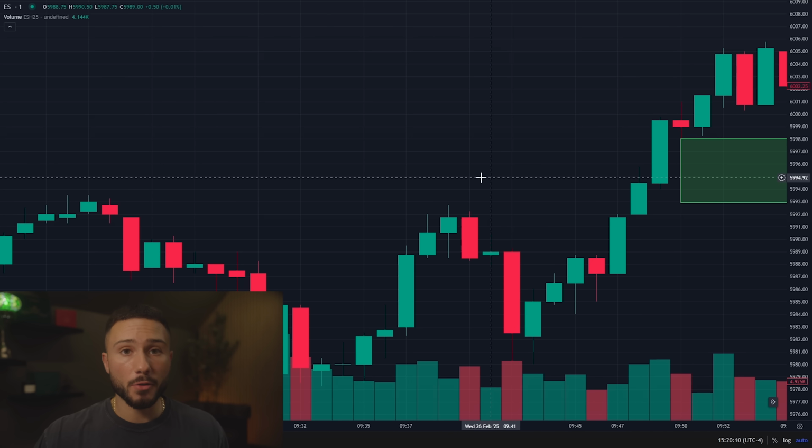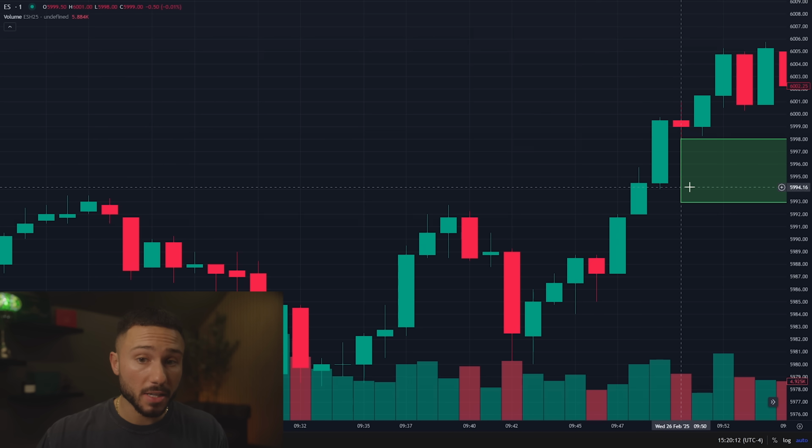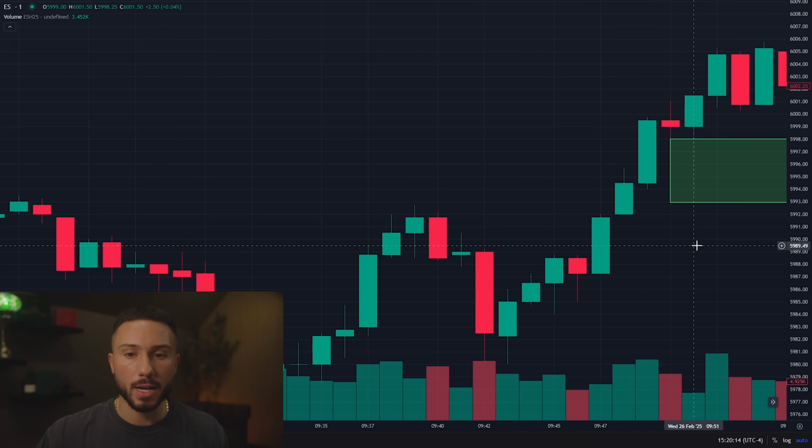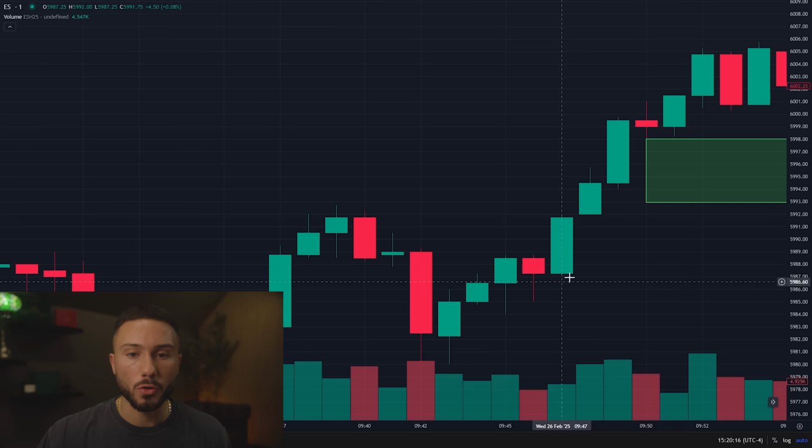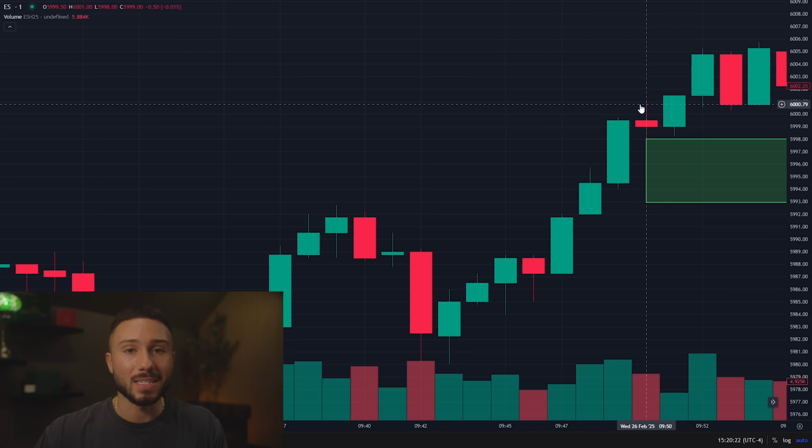Now, for all the other fair value gap traders, would this be a fair value gap or at least close to it? The market had a very strong move up. We get this lower wick on the rally candle. A lot of people would call this a gap. Again, this is not a gap. This is just a strong move up.